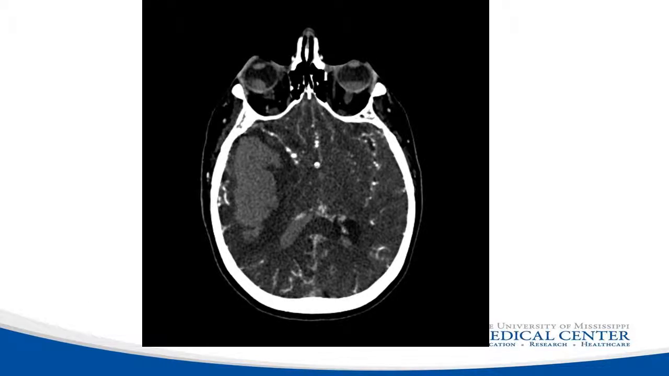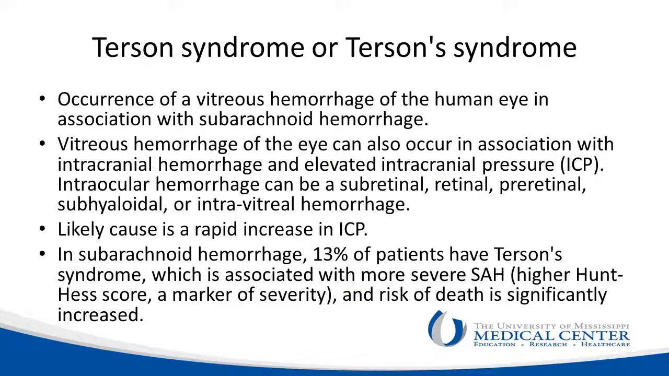On this CTA, we can see that there's a lot of edema around the hemorrhage, and if we look at everything on the image, we can see some abnormalities in the posterior aspects of the globes. Think about what that may be called. That's called Terson syndrome, and you get hemorrhage in the eye associated with the subarachnoid hemorrhage, and it can occur due to increased intracranial pressures. In subarachnoid hemorrhage, it's quoted that 13% of patients have Terson syndrome. I haven't seen that many, but it's certainly worthwhile to take a look.